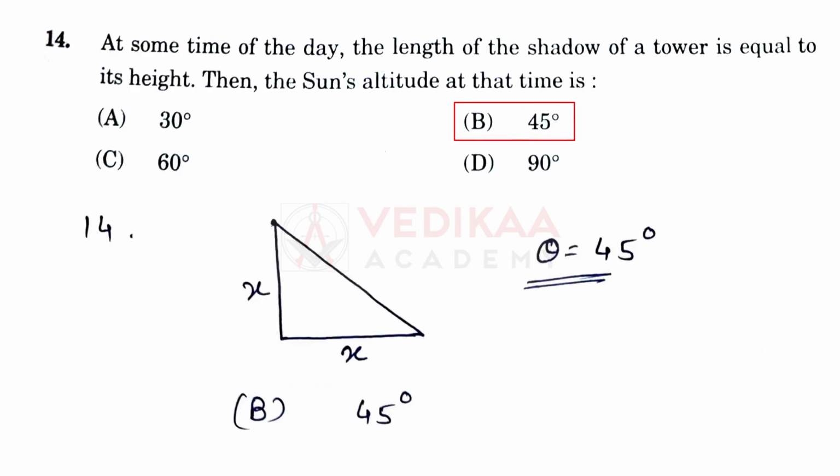Question number 14. The length of the shadow of a tower is equal to its height. Now you can see in the figure that if you assume the shadow length as x, then the height of the tower is also equal to x. So it becomes an isosceles triangle, right? So the sun's altitude at that particular time you can easily calculate as theta is equal to 45 degrees, because the angles of the triangle are 90, 45 and 45. So the required answer is theta is equal to 45 degrees. Answer is B, 45 degrees.